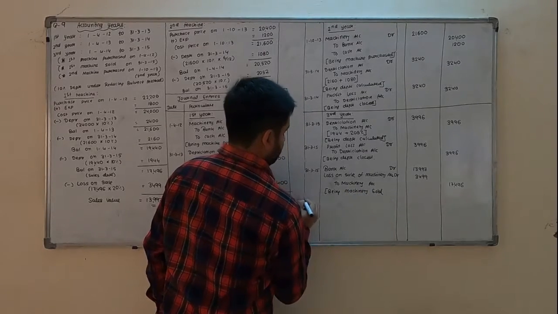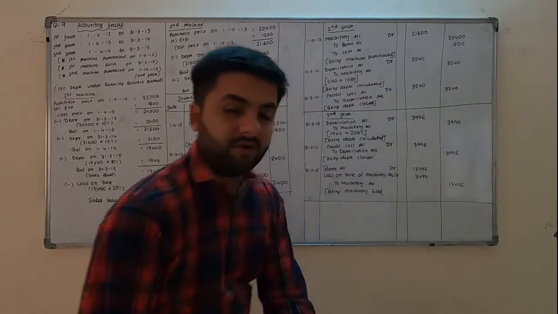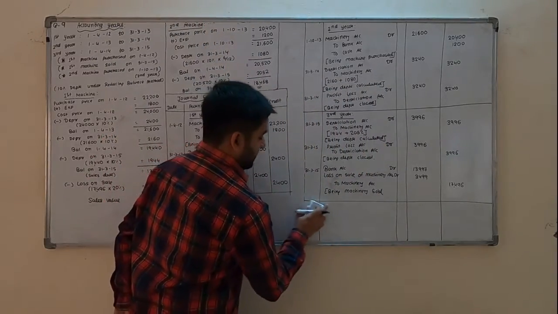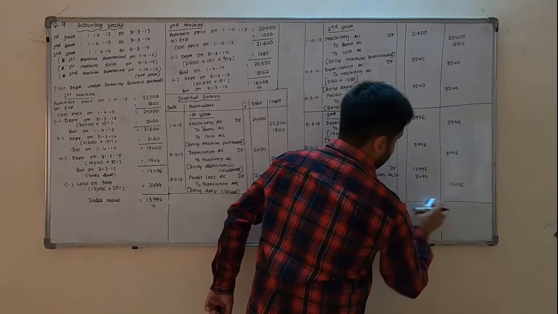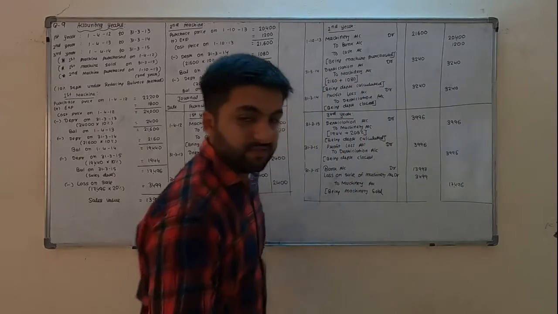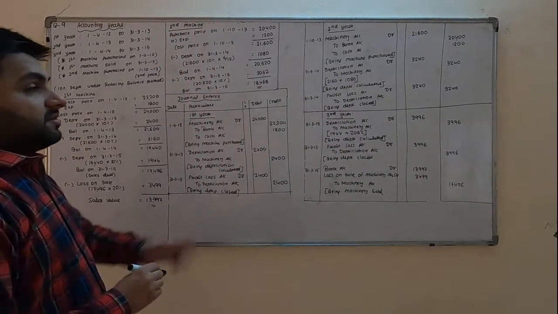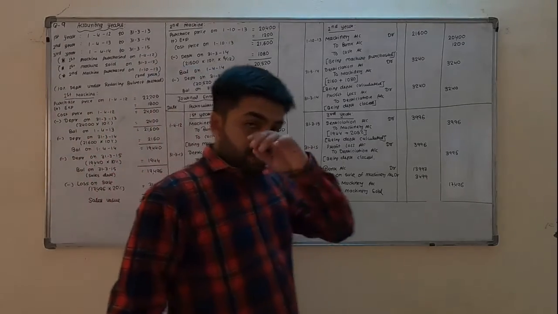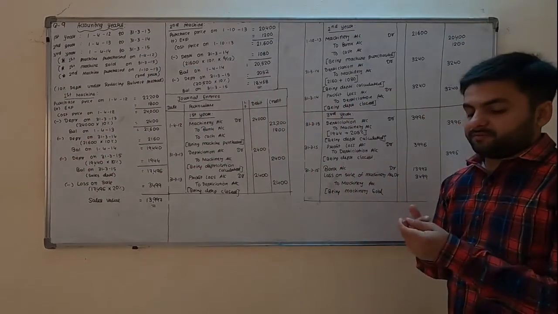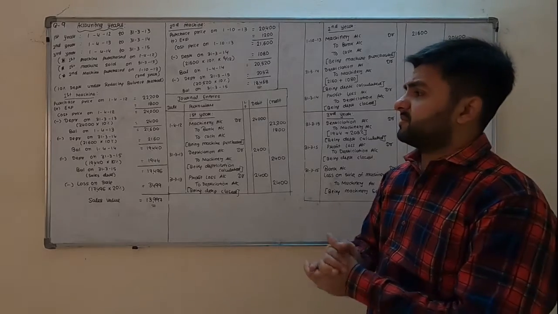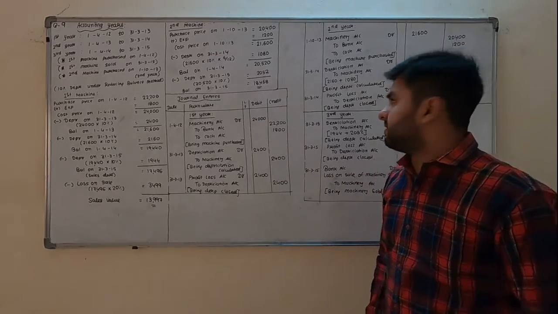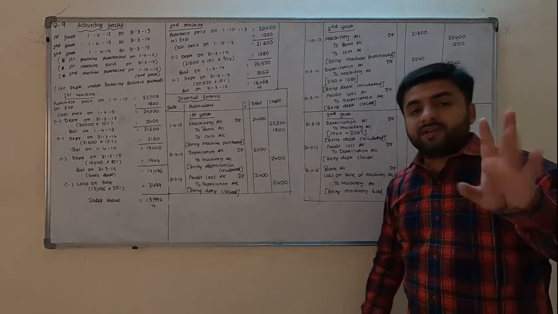Now friends, see, this is the only sum in the whole exercise. Till now we have solved so many sums, but this is the only sum where journal entries are 3 each for each year. Normally we have seen the sums where only first year is having 3 entries, remaining 2 years are only having 2 entries.